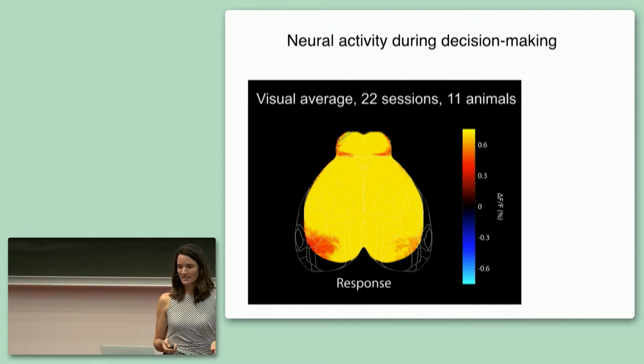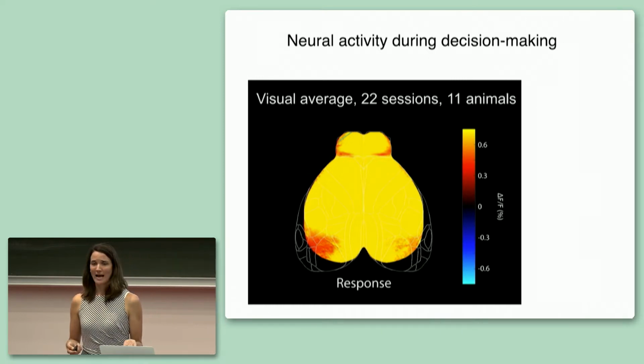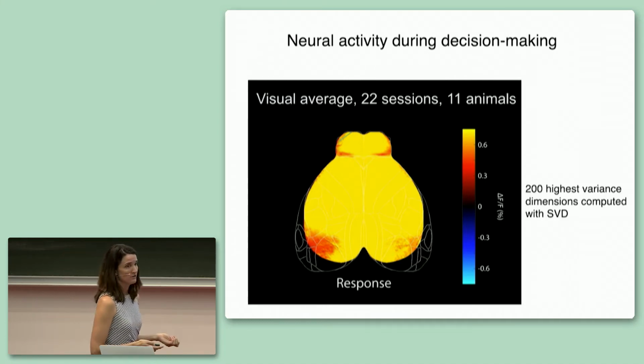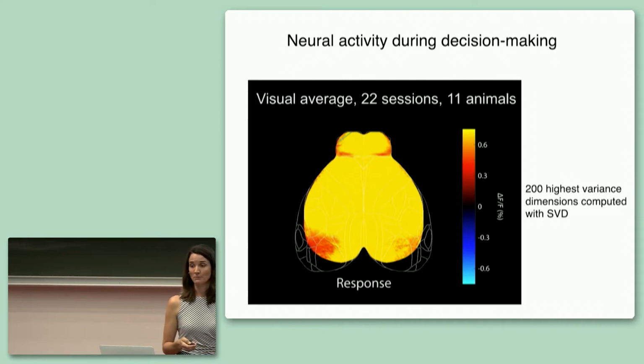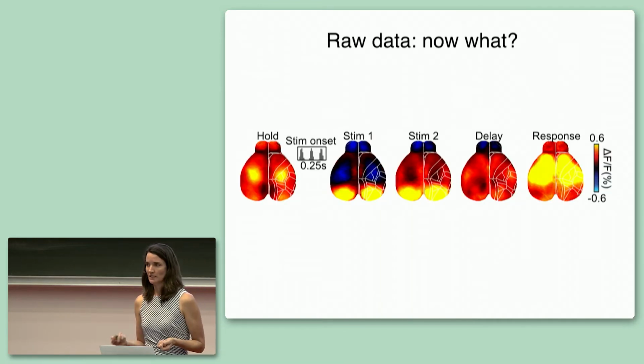So this really wasn't what we expected to see. So we needed to get to the bottom of what was really happening with this signal. So we did a bunch of processing on the data. We take the 200 highest variance dimensions, which we just compute with SVD. And this is just one more view of the raw fluorescent signal, which we collect.